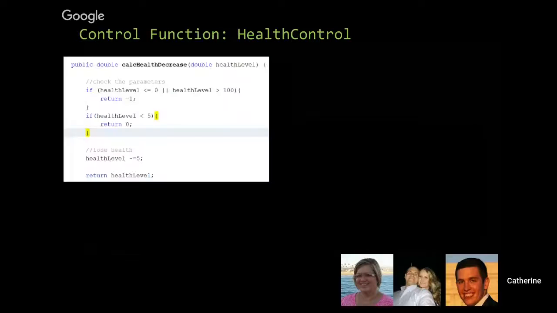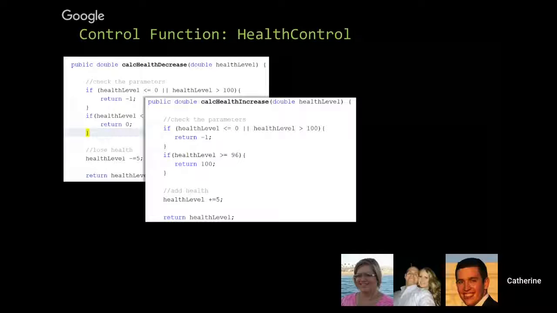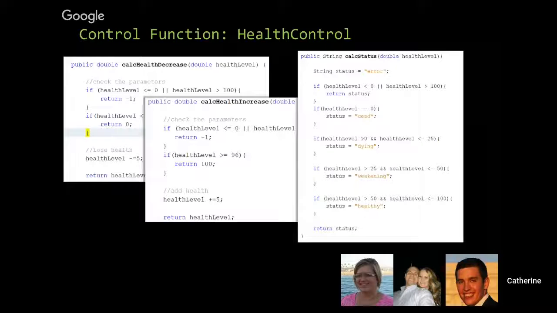For the control function that I tested, it has 3 functions. It has a calc health decrease, calc health increase, and those are pretty self-explanatory. They increase or decrease your health depending on some event happening in the game. And then the last one, calc status, gets your status based off of the health level.